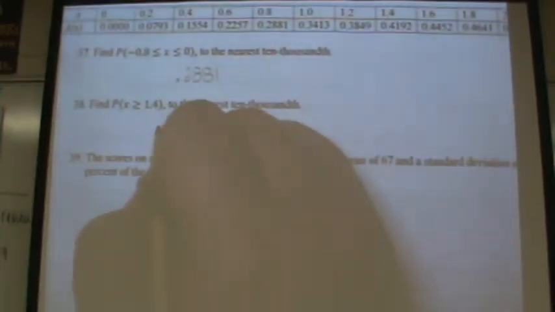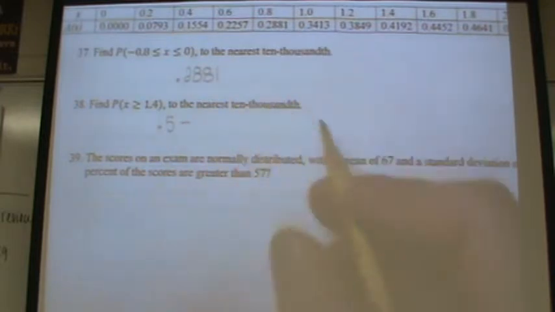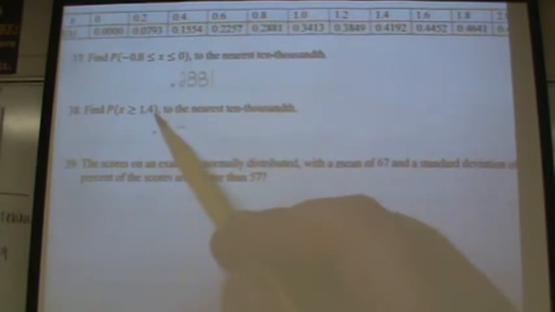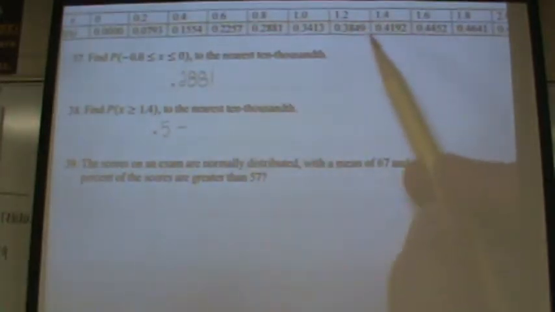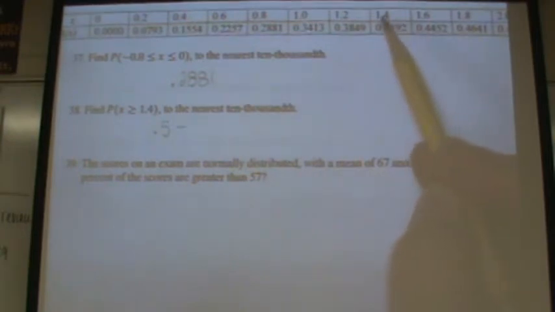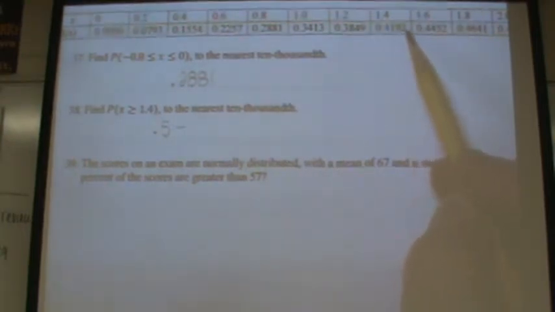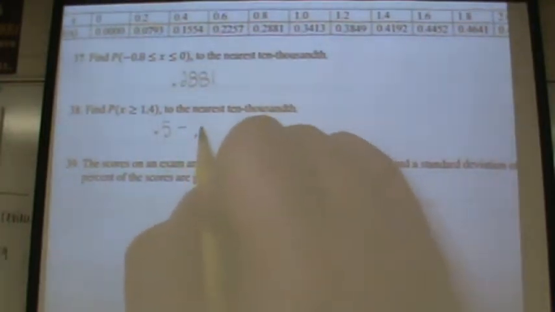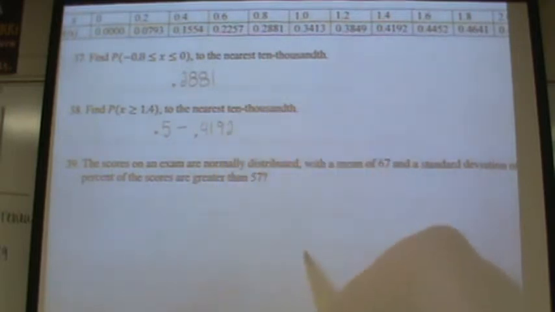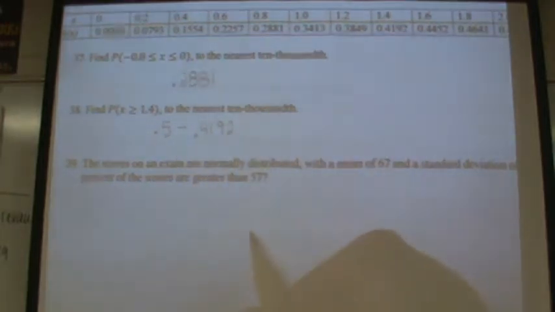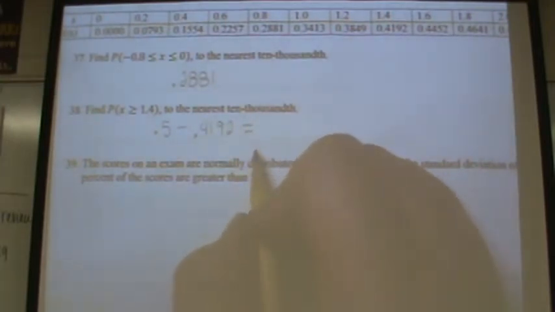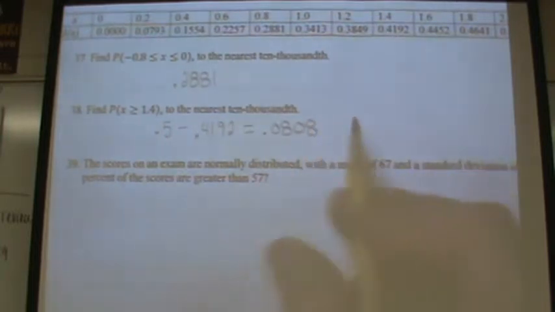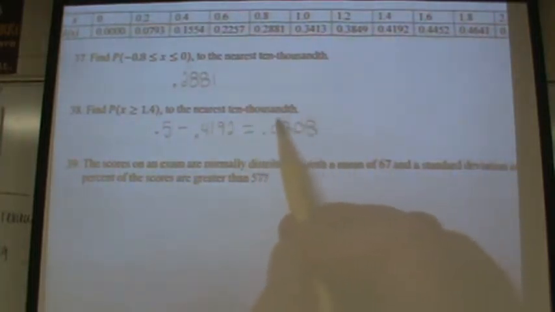So we're going to take 0.5 and subtract the part that we don't want. We wanted everything greater than 1.4, so that means from 0 to 1.4 is the section that we don't want. That is this 0.4192 number that's given to us in the table. So we're going to subtract 0.4192 from 0.5. When we subtract that, we're going to get 0.0808. And again, it'll probably ask you to leave it like that.